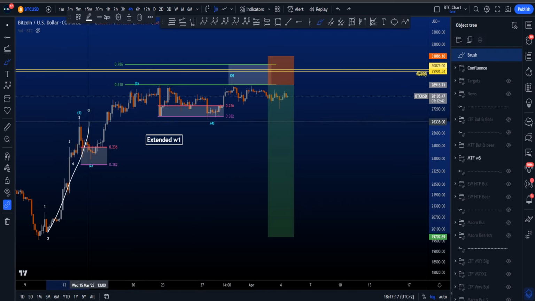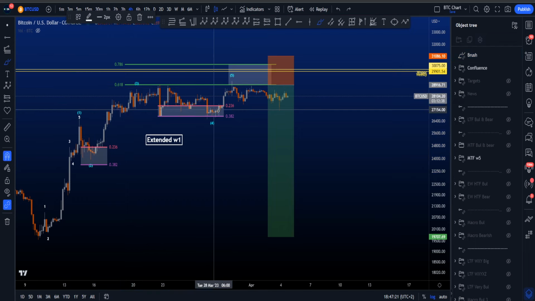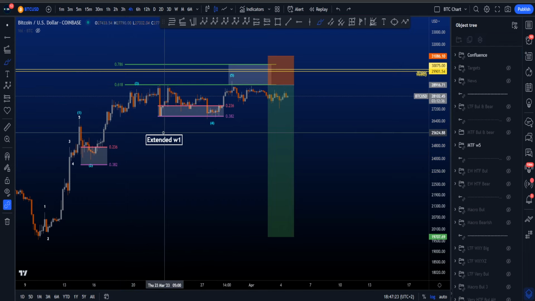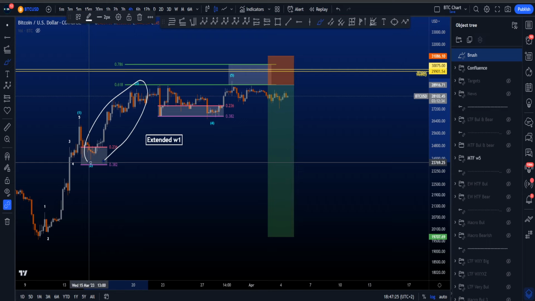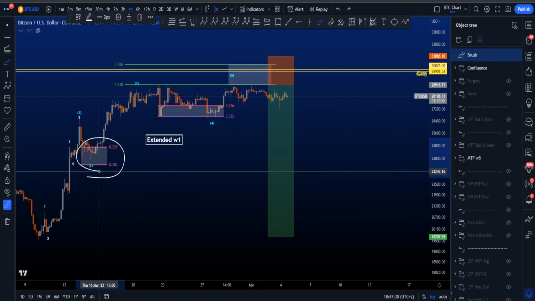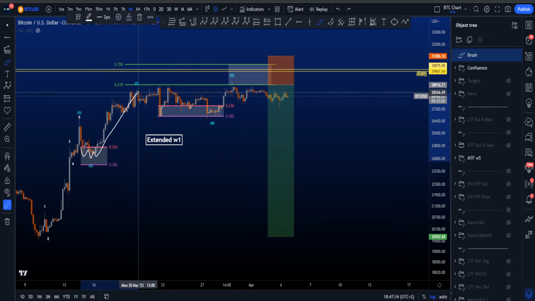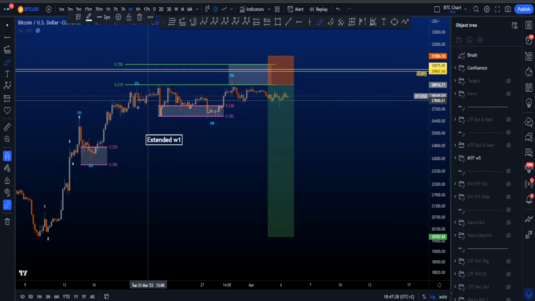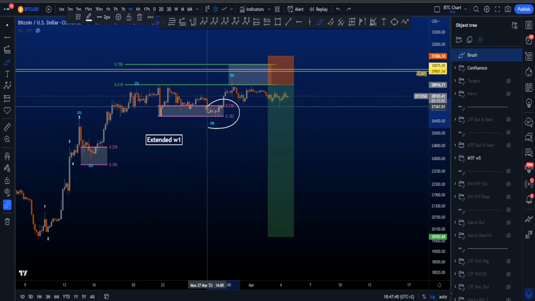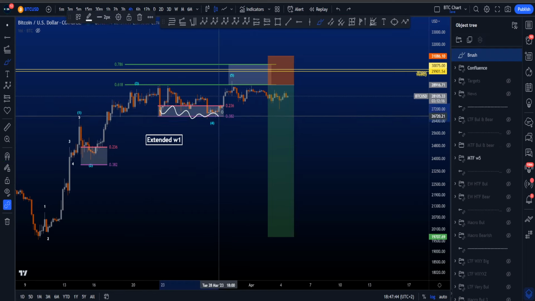And because this first wave is extended, the targets for a wave 2, 3, 4 and 5 change compared to usually in an impulse, wave 3 being the extended wave. So because wave 1 is extended, the most common target for wave 2 is between the 236 and the 382, nicely respected for a move to the upside, where wave 3 does not have any target, so this is fine. The most common target for wave 4 is between the 236 and the 382, which again has been nicely respected.